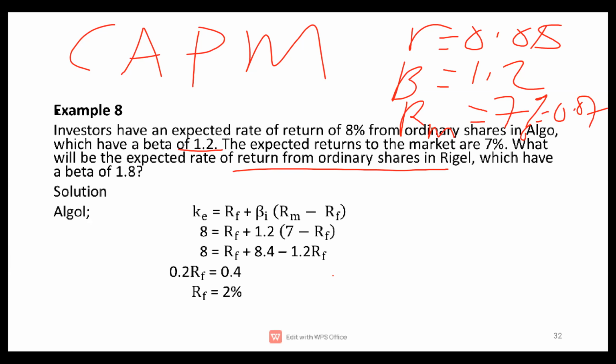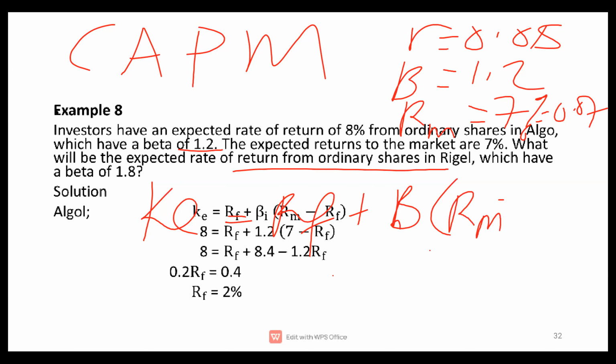Now, when you look at this, to begin with, you're not given the risk-free rate of return. You're not given the risk-free rate of return, so you need to find it. To start with, CAPM shows that you need the risk-free rate of return plus the beta times the risk premium, which is the rate from the market minus the risk-free rate.